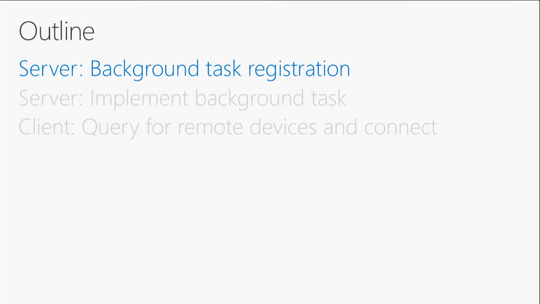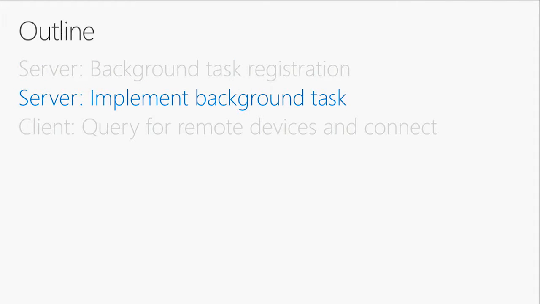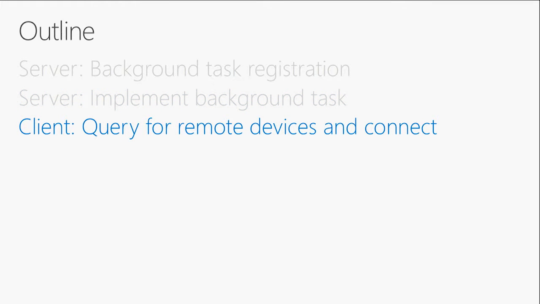So in the demo, look for three things: how we register the background task and the properties that are required to do so, the way we implemented the background task, and being able to query for the remote devices and connect on the client side. So we're going to show you both sides of the code, server and client. Let's hop into Visual Studio, and I'll show you how we coded up a simple chat client.